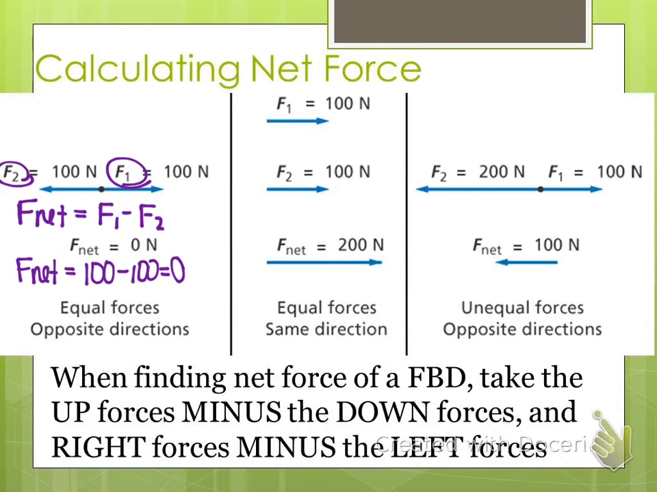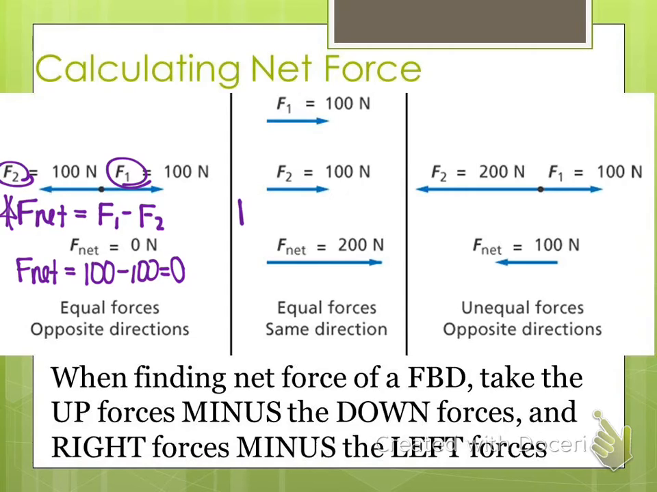Okay? I know it seems simplistic just by looking at the diagram. You can tell that those are going to cancel out, but it's important for you to get into the habit of making this equation. You're always going to make that equation. F net equals right forces minus left forces. Okay, does that make sense? Right forces minus left.